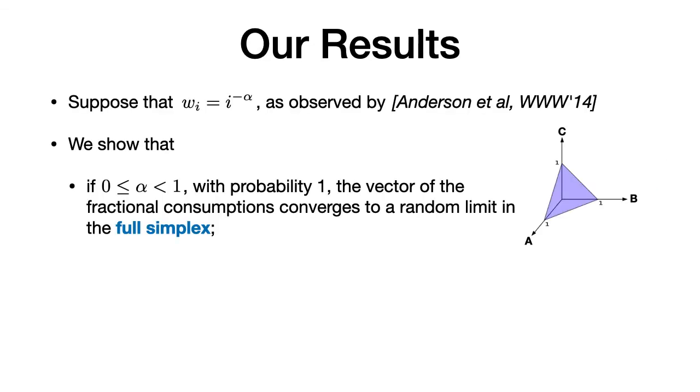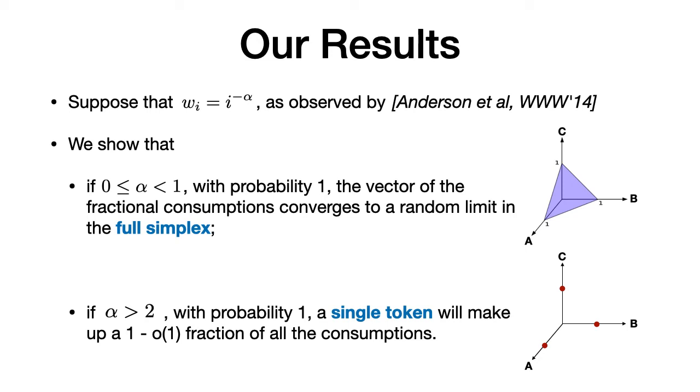So suppose that the WIs follow the power law observed by Anderson et al. And suppose that alpha, the exponent of the power law, is less than 1. Then we show that the vector of fractional consumptions converges to a random limit on the full simplex. This limit will be random, so maybe sometimes it will be some point, and some other times it will be some other point. But it will be convergence to a final point if alpha is at most 1.